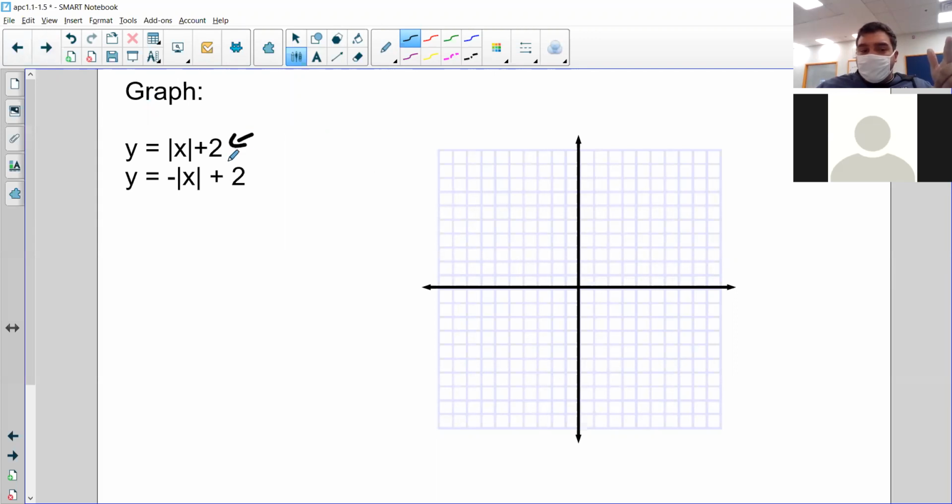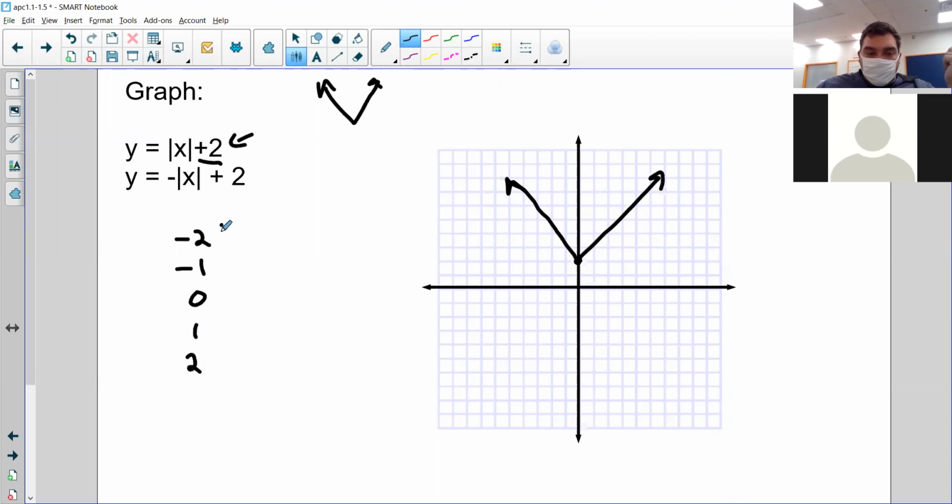Okay, so we have the absolute value of x plus 2. Just remember, and this is what you need to learn, the absolute value is that straight up V. So right now we have a vertical shift of 2. So we're gonna go up 2 here, and then I'll make my V shape like this. And if I were just to make a table real quick, let's do -2 to 2. Again, the table's not necessary. It's just me trying to help and showing what is occurring.